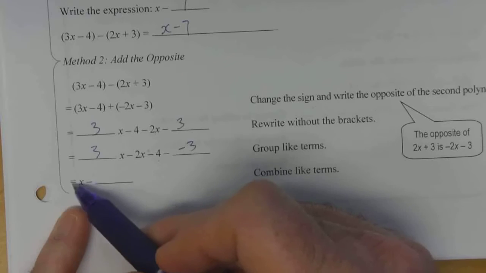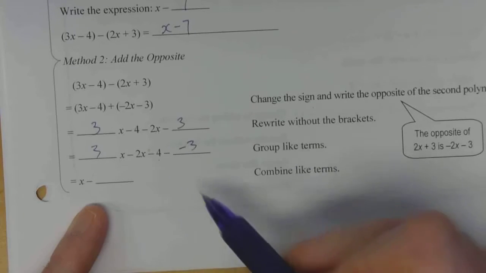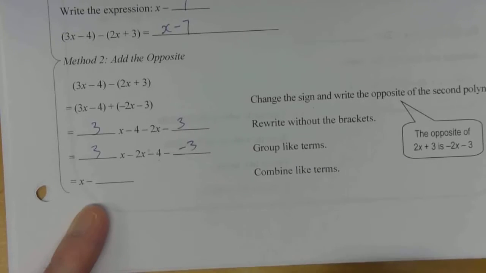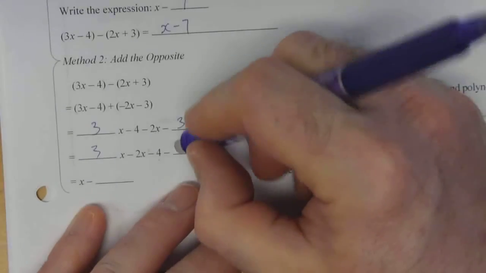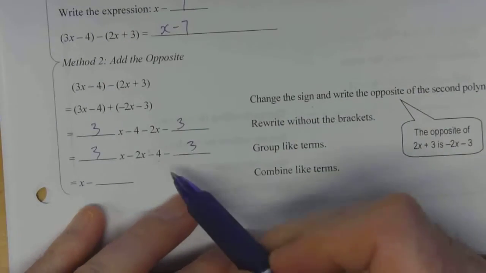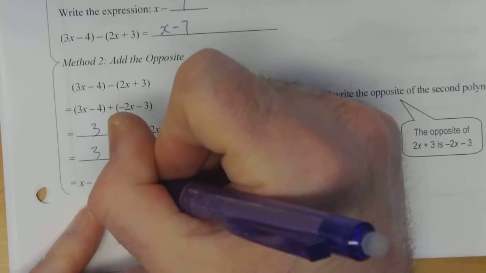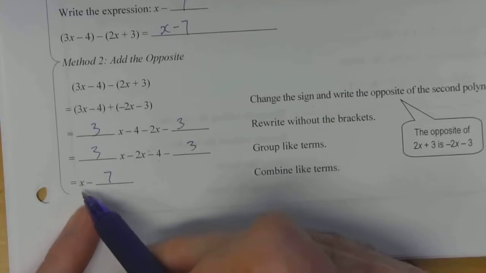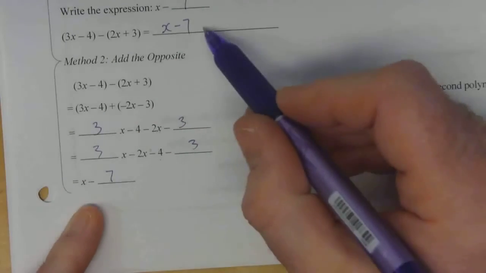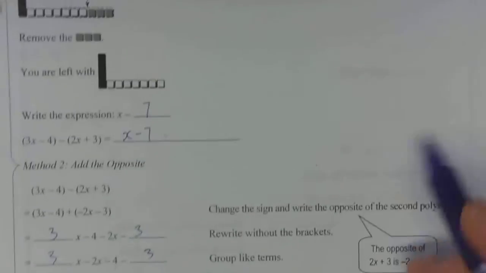3 minus 2 gives you 1x. -4 minus another -3. Sorry, that's not -3, that should be +3. Subtract 3 gives us -7. So now x minus 7, which is the same answer we had up above when we did it with the tiles.